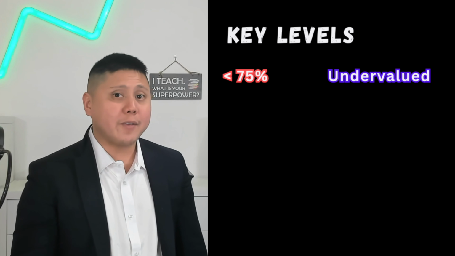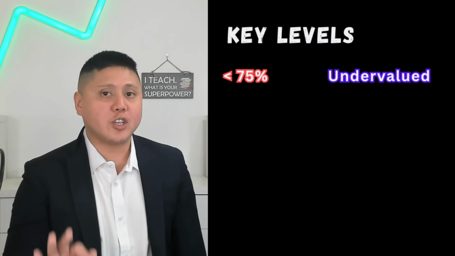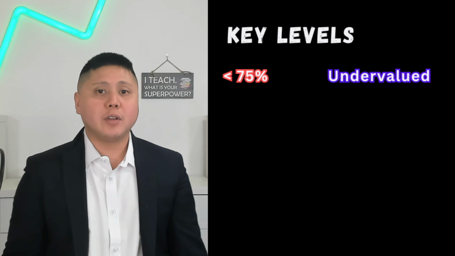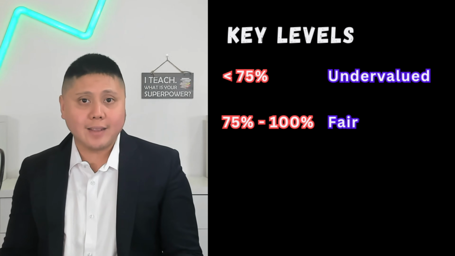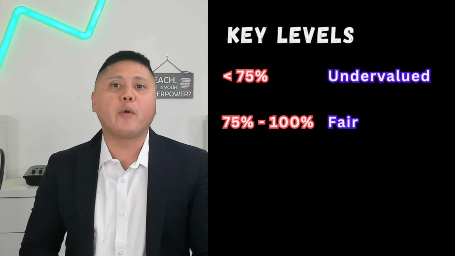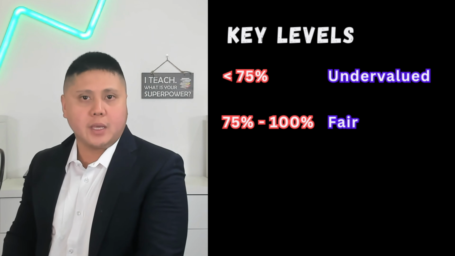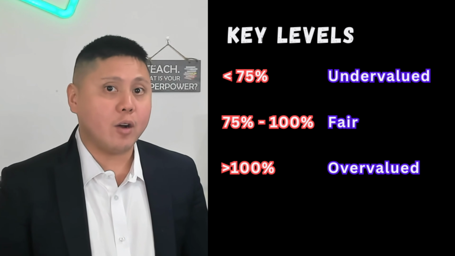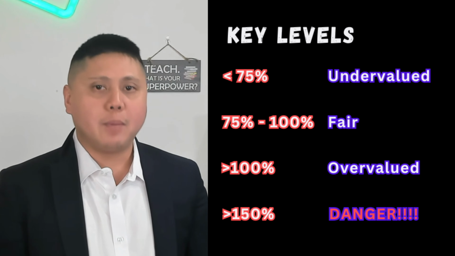Key levels: below 75%, investors are suggesting the stock market might be undervalued, maybe a good buying opportunity. 75% to 100%, the stock market might be fairly valued, and it's growing as fast as the US economy. Over 100% is suggesting the stock market is overvalued, and over 150% is bubble territory.